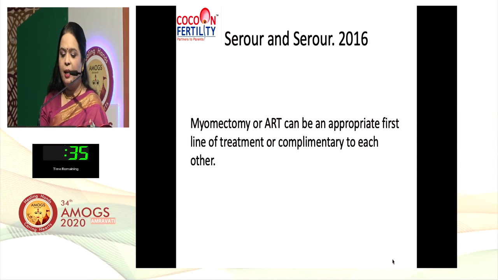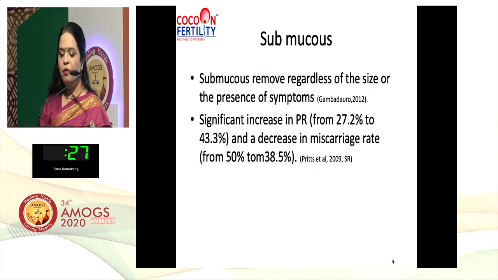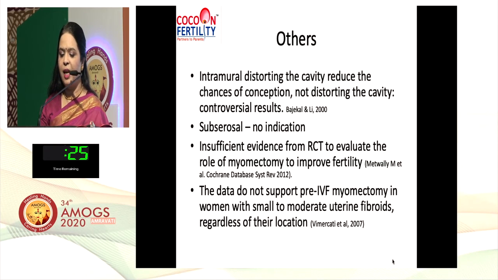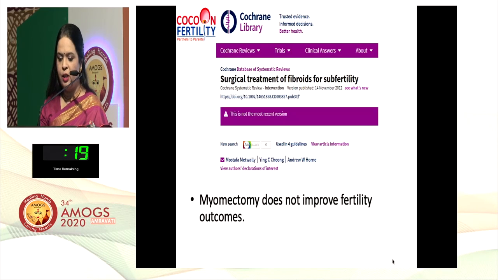Serur et al. said that with myomectomy and ART, you cannot decide at this minute which goes first, so you choose depending upon your patient, individualize it. Submucous fibroids, remove them irrespective of the size. Intramural distorting fibroids, definitely remove. Subserous, you can leave them. We've already discussed all this.